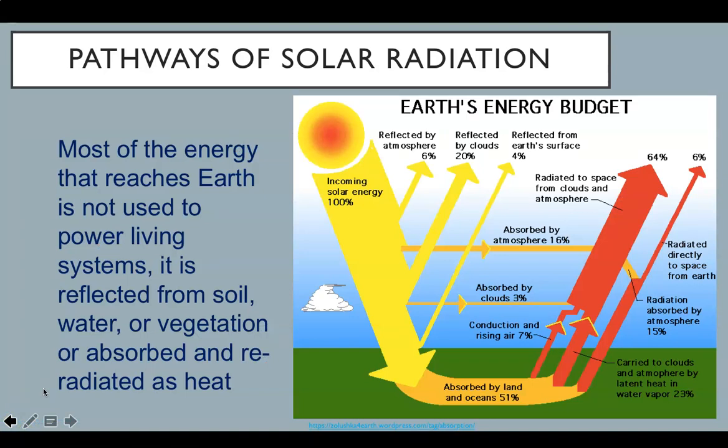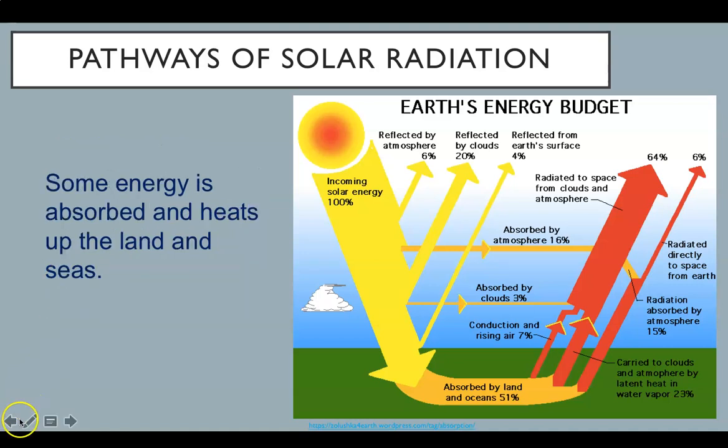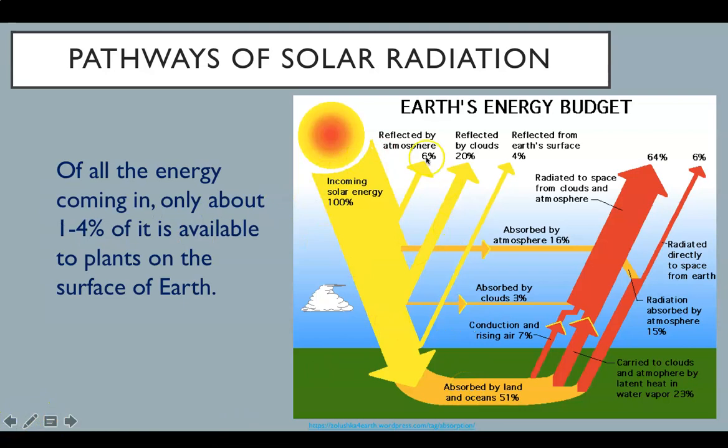Most of the energy that reaches Earth is not used to power living systems. It is reflected from soil, water, or vegetation, or absorbed and re-radiated as heat. Of the energy reaching Earth's surface, about 35% is reflected back into space by ice, snow, water, and land. Some energy is absorbed and heats up the land and the seas. Of all the energy coming in, only about 1 to 4% of it is available to plants on the surface of Earth.